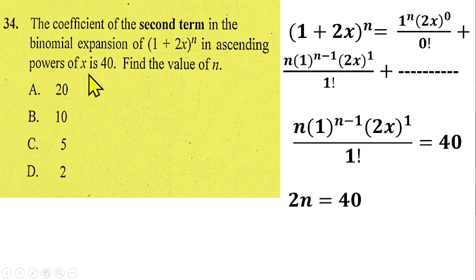Because we are told that we have to stop at the power of x, we don't need to put x here. So you have 2n equals 40. Divide both sides by 2, and n will be 20, not x. This is a typographical error as well. So divide both sides by 2, n will be equal to 20, which is option A.